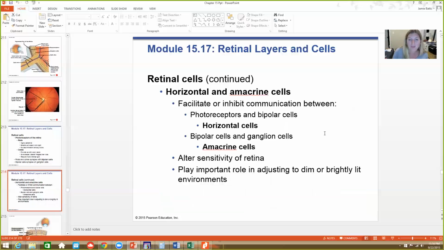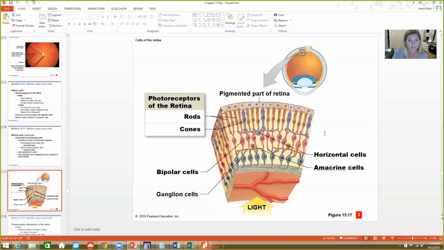So what I suggest doing is listen to me now and then go and either have that PowerPoint in front of you with the actual picture, or have your book in front of you with the picture of the neural part of the back of the eye, so you can relate exactly what I'm talking about to the actual picture. It's hard to do that on a PowerPoint. Otherwise, I'd only be able to put a few words on every slide if I had a picture for every slide. So I have to break it up some way. Either way, these horizontal and amacrine cells are basically altering the sensitivity of the retina. They play an important role in adjusting to bright or dim light environments.